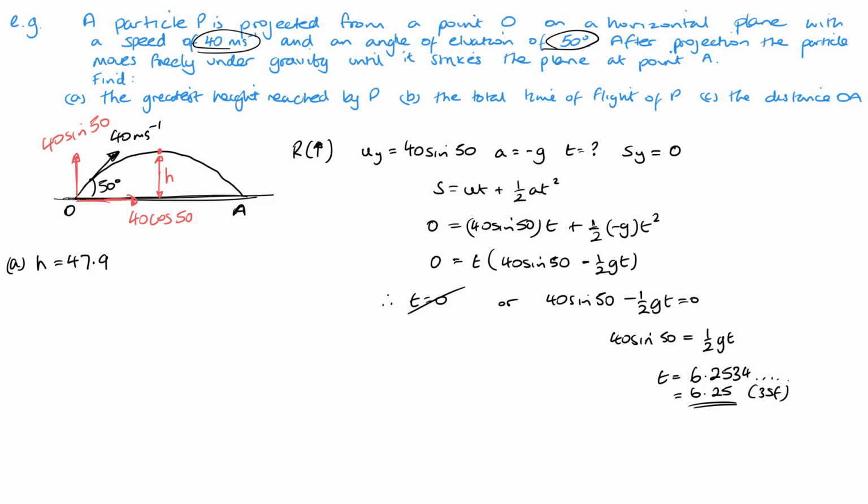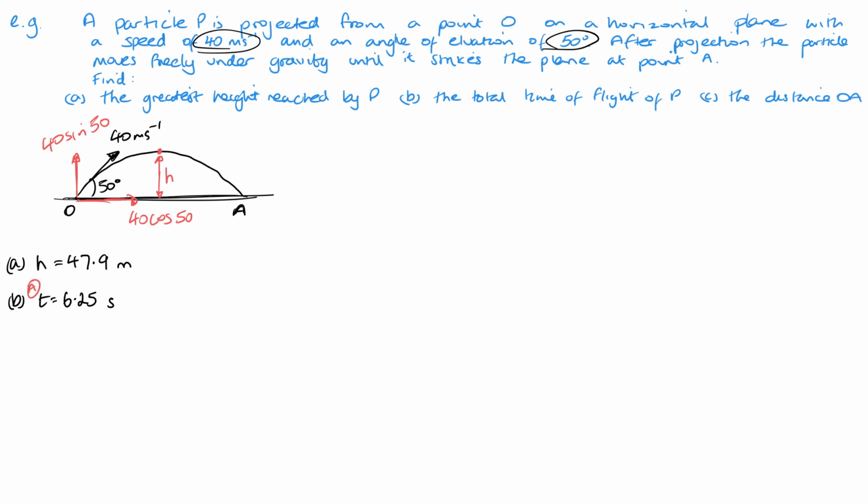Now when we're working these answers out, I would say make sure you store them in your calculator, like store as A or B or whatever, because it's important and you might need them in the later part of the question. So like this one, I've just stored that as A. I could just pop that A by the answer just to remind me where I've stored it. So let's have a look at the final bit, part C. Now, part C is the distance OA, which means that I'm going to have to resolve horizontally. And resolving horizontally means I get U as 40 cos 50.